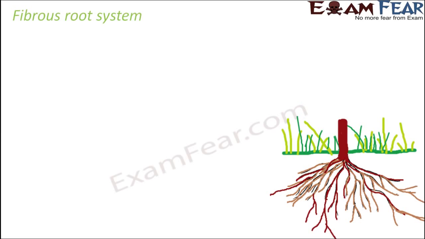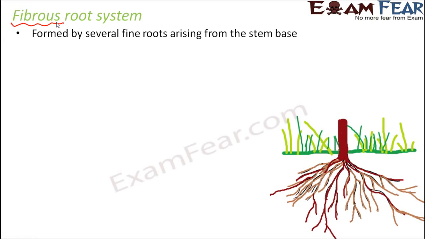Talking about fibrous root system. Now the word fibrous is derived from the word fiber. When you think of fiber, what comes to your mind? Fibers are some thin hair-like structures, right? Some thin thread kind of structures. So that name itself defines it. Fibrous root system is formed by several fine roots arising from the stem base. So these are the two catches here. In case of taproot system, you have one primary root and its branches. In case of fibrous roots, you have several thread-like roots arising from the stem base.